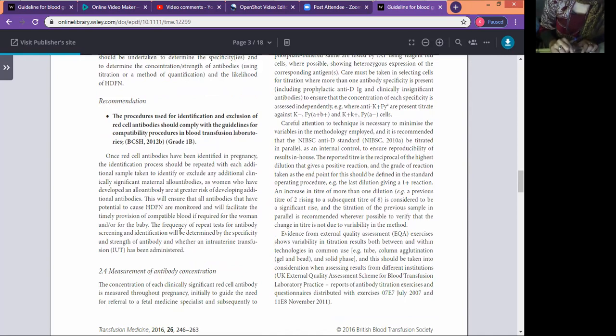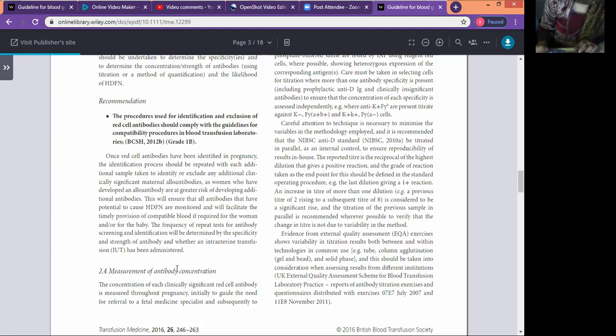They have actually mentioned here that additional samples are taken to identify and exclude any additional clinically significant maternal antibodies, such as in women who have developed an antibody or are at a greater risk of developing additional antibodies. So those additional tests need to be done. At this stage, if any woman has an antibody that came positive in the screening stage and has been identified in the antibody identification stage, then we cannot rule out the presence of other additional antibodies. So here also, a repeat test may be taken for antibody screening and identification, and this will also depend on the specificity and the strength of the antibody.